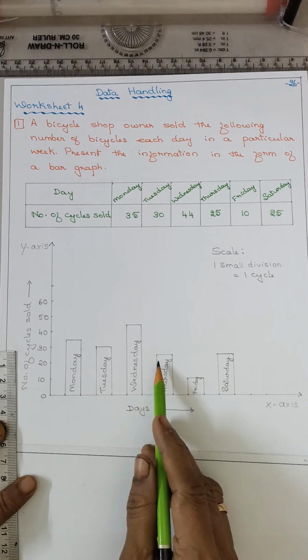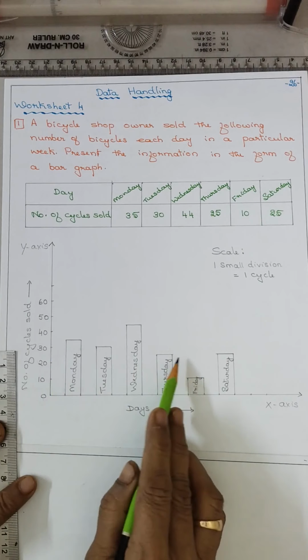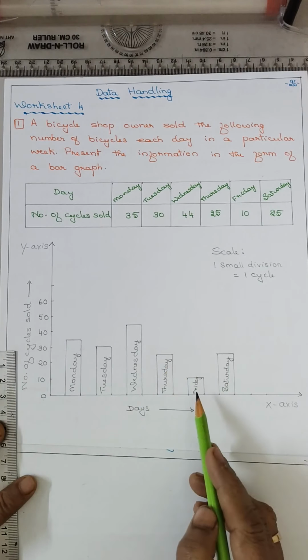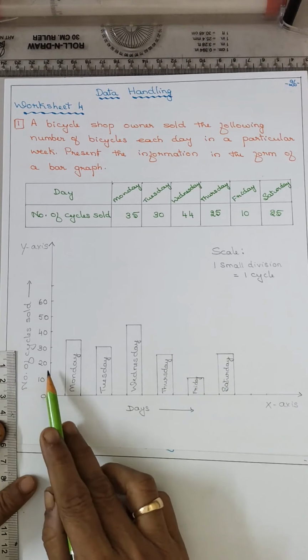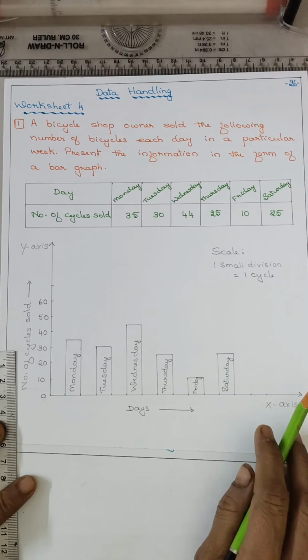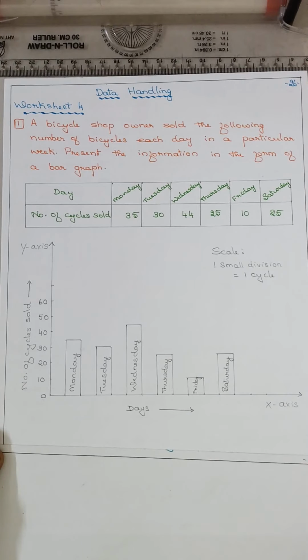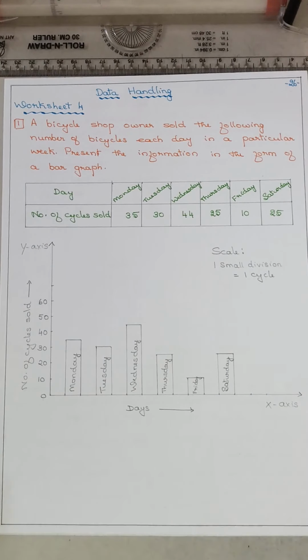Leave 1 centimeter. Then start for Thursday, it is 25, between 20 and 30, that slightly darker line till there. Then Friday, it is only 10, and for Saturday, it is 25, between 20 and 30. So this is the graph for the first question. Hope you understood. You have to draw it on the graph paper.